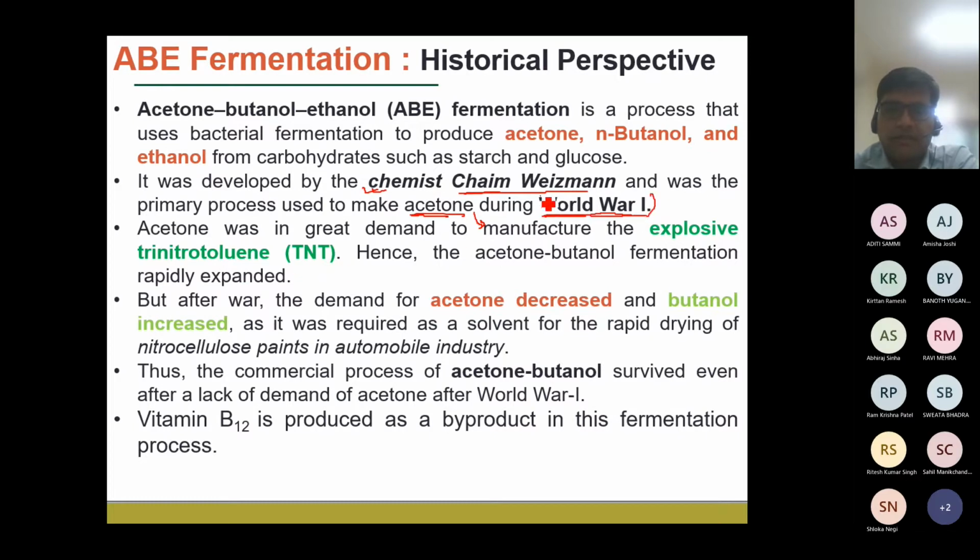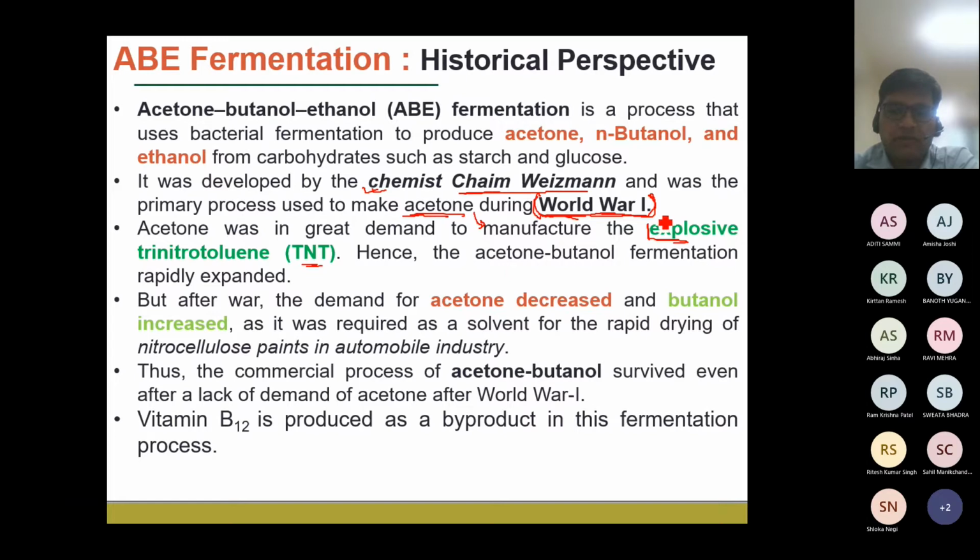During this era, we all know that there were several advancements in the technological and science fields, so the requirement for this type of organic solvents actually increased. Not much of a chemical route of production of these organic solvents was available during that time. So fermentation was one of the methods by which the acetone was produced, and this acetone was of great demand because of the production of the explosive TNT.